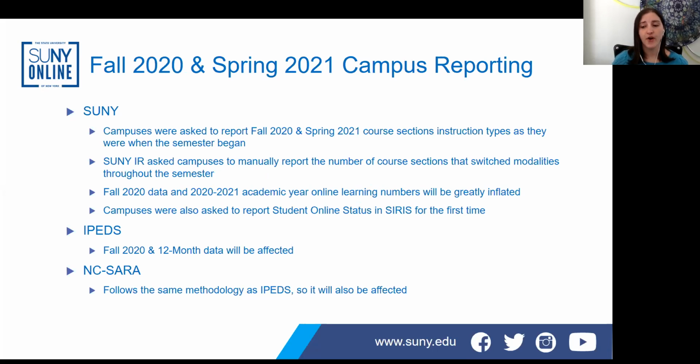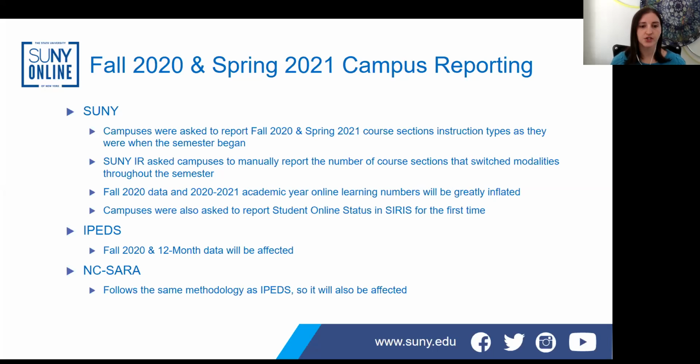So then getting to fall and spring numbers, again, campuses were asked to report those numbers based on the instruction type they were when the semester began. And again, similar to summer, those courses were set up as some sort of online modality for the most part, right? You might have still had some in-person sessions, but they're being reported as they are on record, as your students signed up for them.